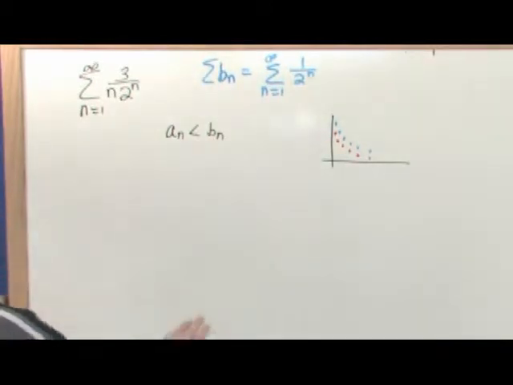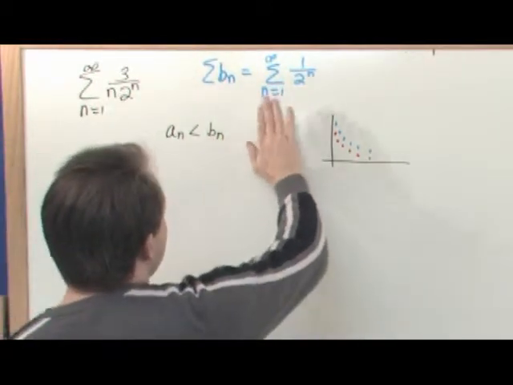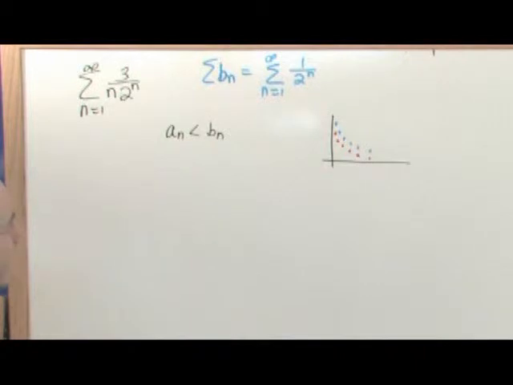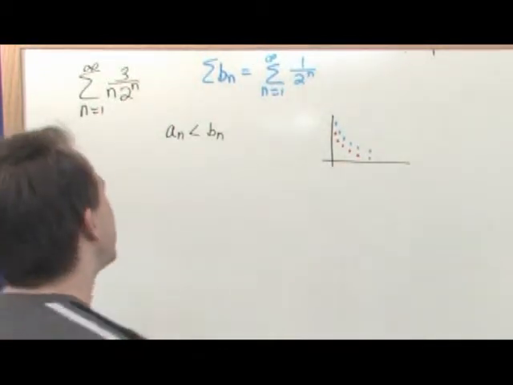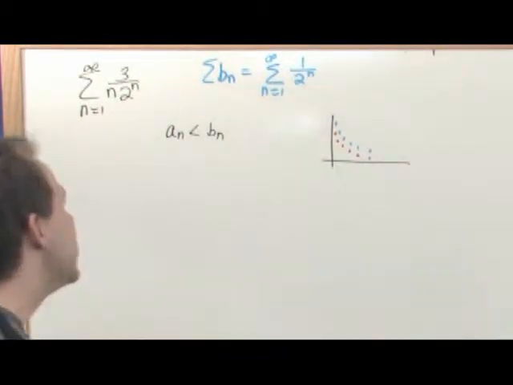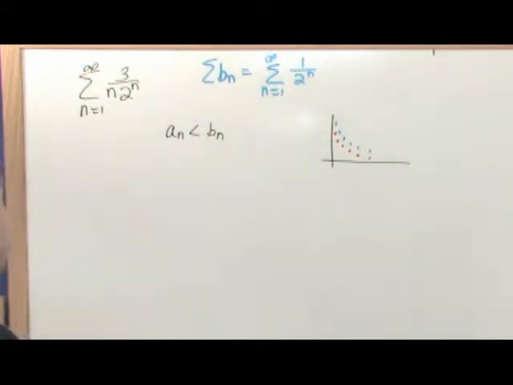Now let's look at b sub n and see what kind of series it is. It looks very familiar, but it is not a p-series, because a p-series is 1 over n raised to a power, and this is 1 over a number raised to n. If you go back and look at the geometric series, it looks like a geometric series, okay?